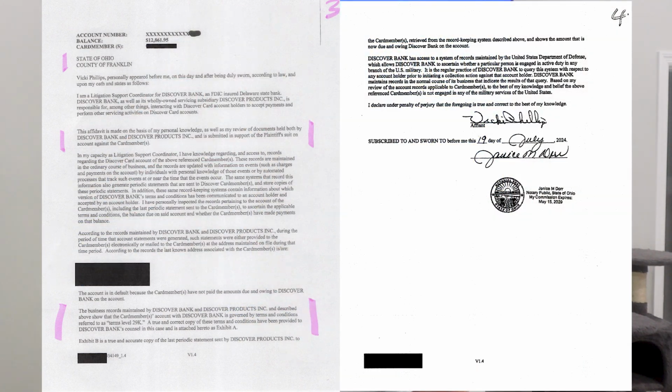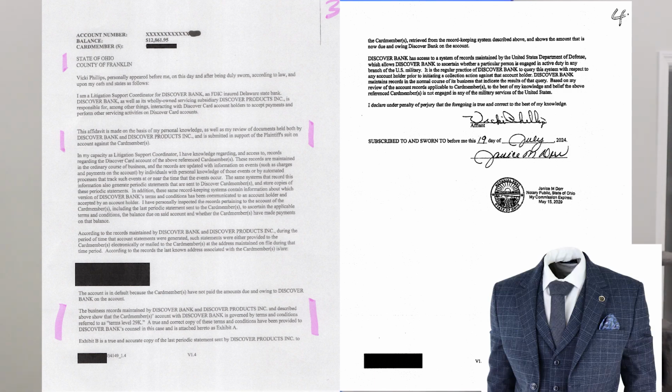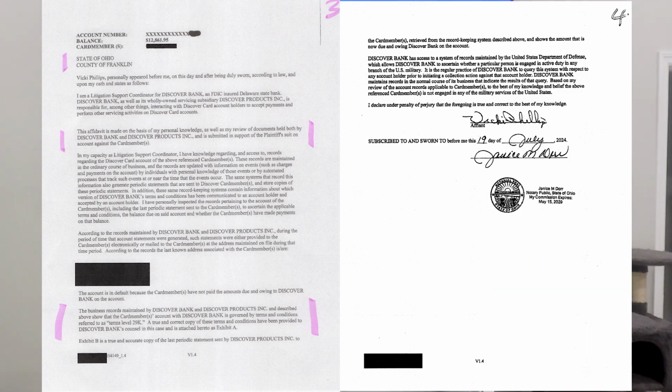As you can see, the third paragraph, this affidavit is made on the basis of my personal knowledge as well as my review of documents held both by Discover Bank and Discover Products, and is admitted in support of the plaintiff's suit on account against the card members. Now, why am I looking at that? That's your linchpin. Why? Because they're introducing a company called Discover Products, who by the way, are not in the complaint that they allege, is in the complaint.